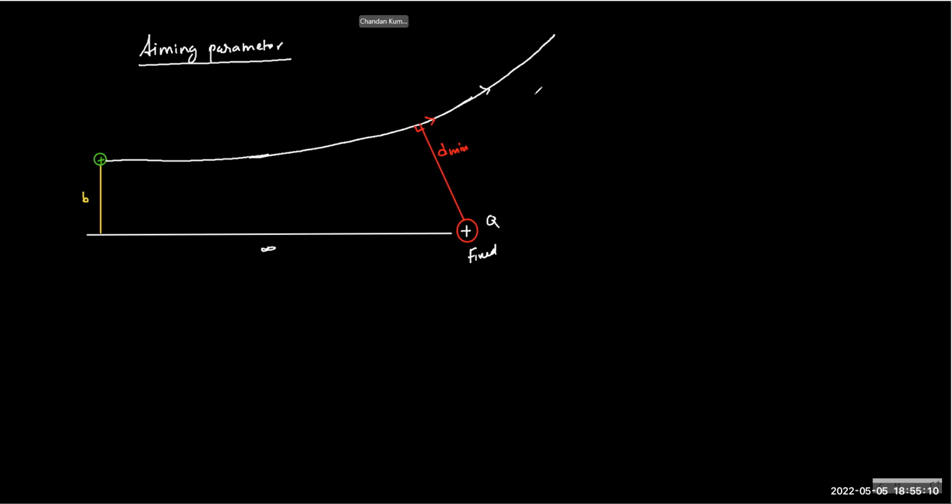So the question is, if this charge is Q and mass is M, find D minimum. That's the question. Again, this is called the distance of closest approach when the line of motion is not the same as the line joining the charges. Earlier, the line of motion was the same as the line joining the charges, right?